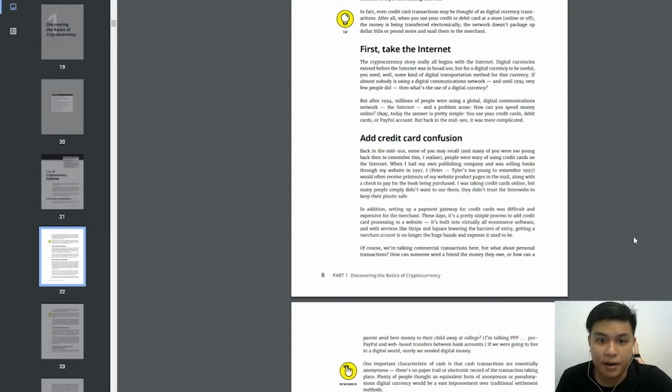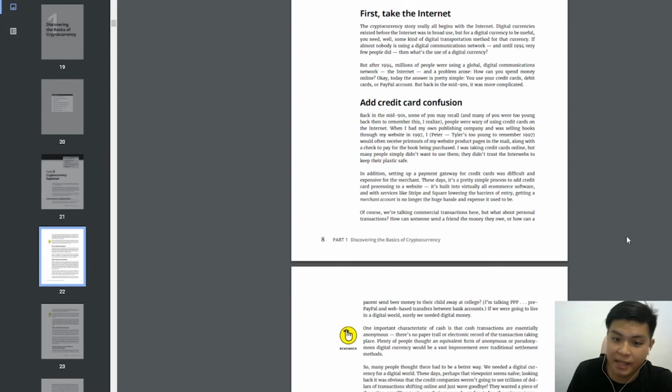Let's add the credit card confusion. Back in the mid-90s, some of you may recall, and many of you were too young to remember this, I realize, people were wary of using credit cards on the internet. When I had my own publishing company and was selling books through my website in 1997, I would often receive printouts of my website product pages in the mail, along with a check to pay for the book being purchased. I was taking credit cards online, but many people simply didn't want to use them. They didn't trust the interwebs to keep their plastic safe.